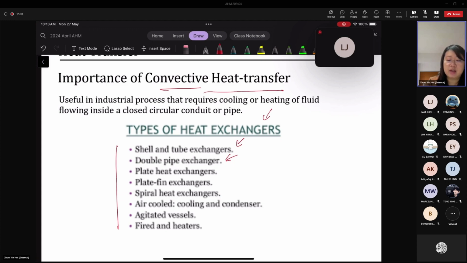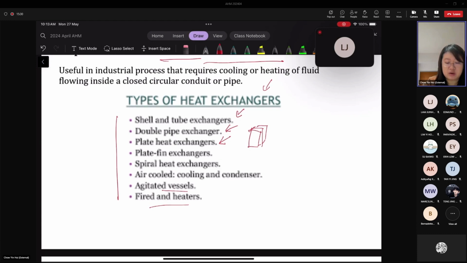And then the plate heat exchanger, where usually it comes in several plates, and then you have different fluids flowing on different sides of it, okay? And the plate fin exchanger, the spiral heat exchanger, the air cooler, or the cooling and the condenser, and then agitated vessel, for example, the CSTR, and the fired heater. So these are some examples of the application of convective heat transfer.